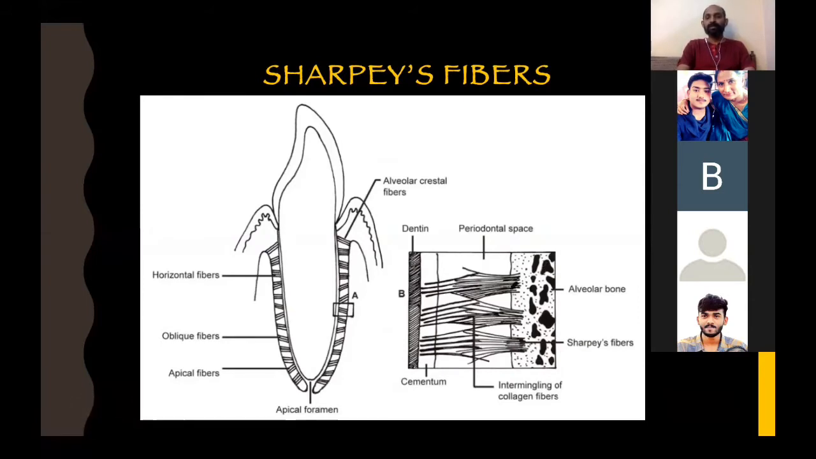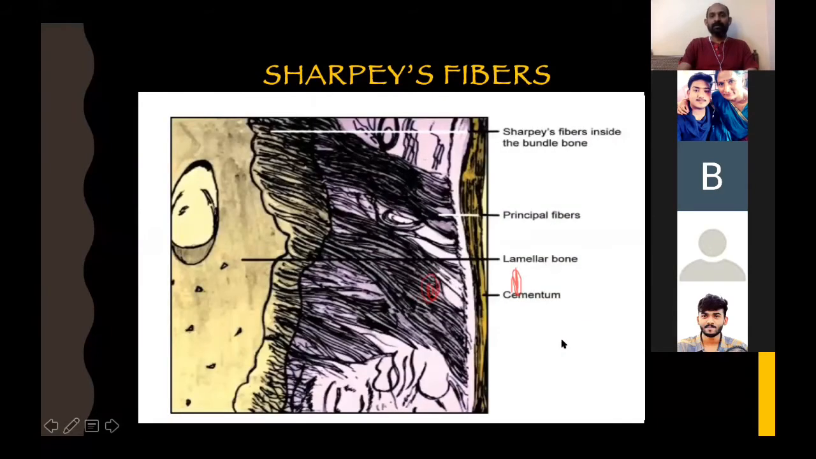Okay, so now can you see, if you can appreciate. This portion of the fiber is inserted into the bone here, and this portion of the fiber is inserted onto the cementum on this side. So this is what is called Sharpey's fibers. The rest are all called the regular periodontal ligament fibers. So these are your Sharpey's fibers. Am I clear? Yes, sir. Okay. So this is another picture which is showing your Sharpey's fiber.